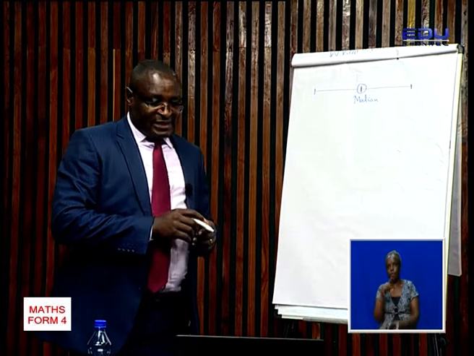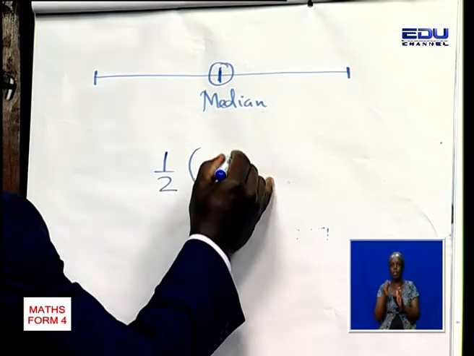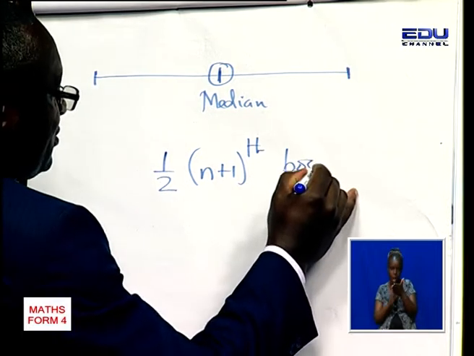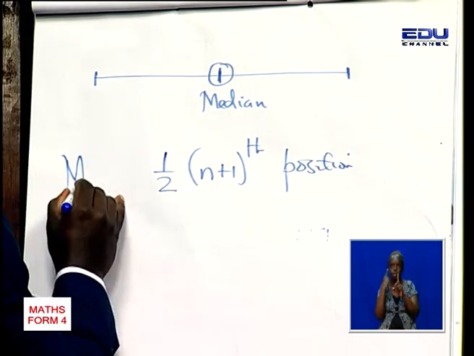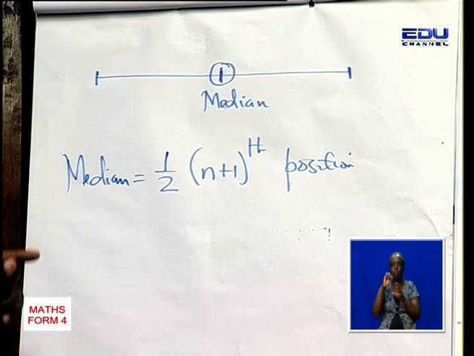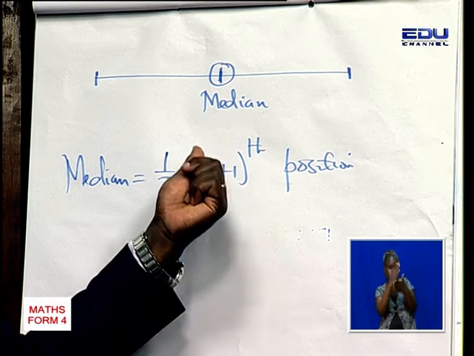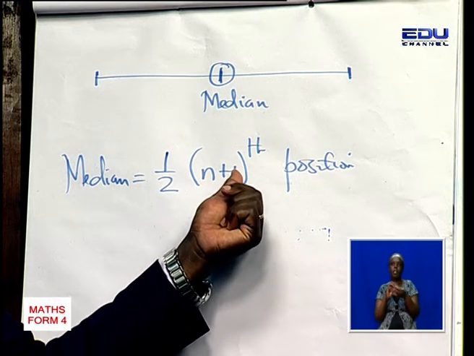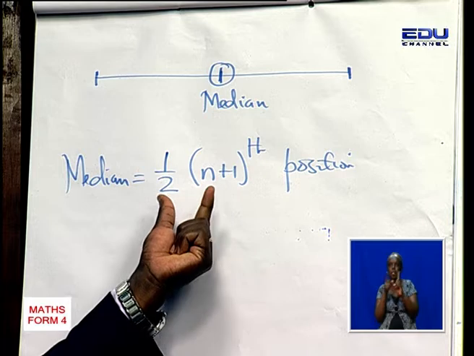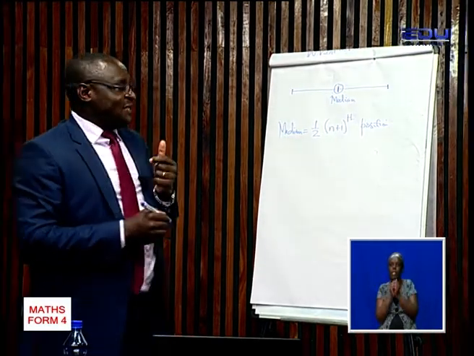For a data set of n numbers that are arranged in ascending order, the median is the value that occupies the (n plus 1) over 2 position. And this is very key in understanding the concept of median. We are interested in the data point that lies in this position. The position is n, where n is the number of data points, plus 1, and then I divide by 2. If I get something like 10, I'm saying the 10th data point is the median.